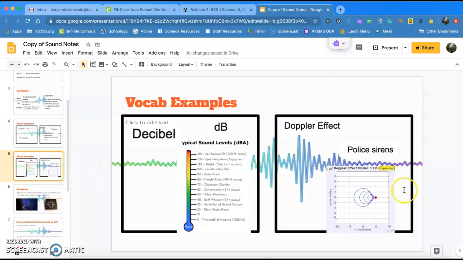So when we're talking about the Doppler effect, we're talking about those police sirens that are close to you sound higher pitch, and if they're further away from you, it sounds like a lower pitch because of that sound wave, the frequency getting further and further apart.